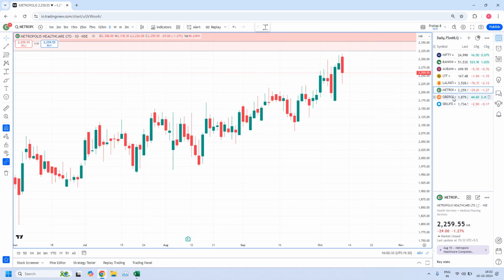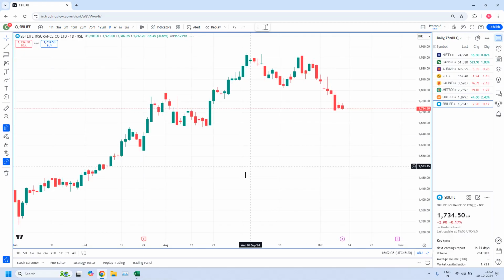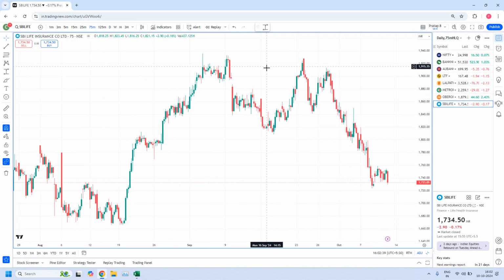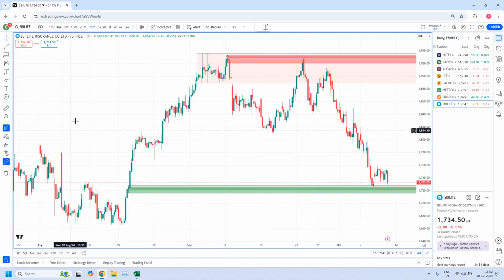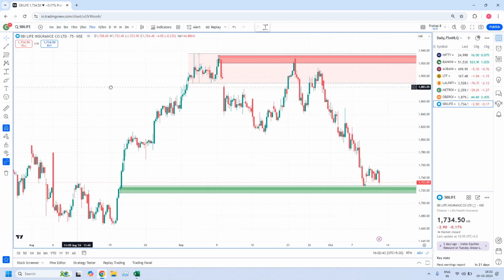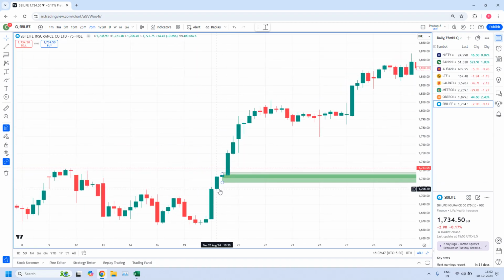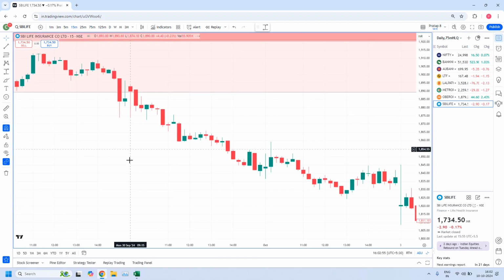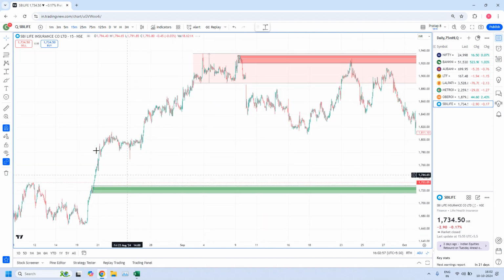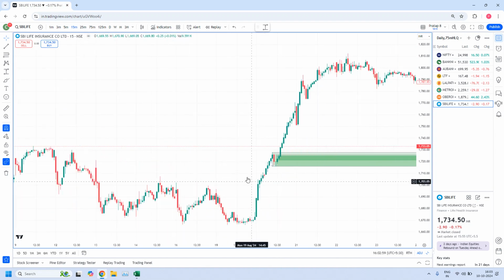And Oberoi Realty we already discussed, and the last one is SBI Life. This is a 75 minutes demand zone. See here we have a leg-in medium size candle, rally, base, rally. This is what the software identified. This is fine-tuned with the 15 minutes time frame.